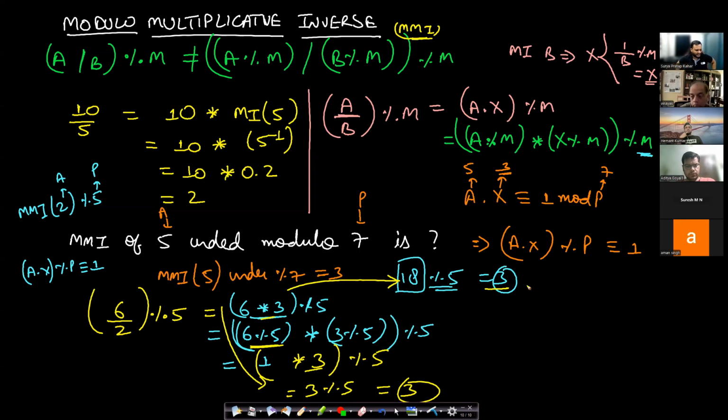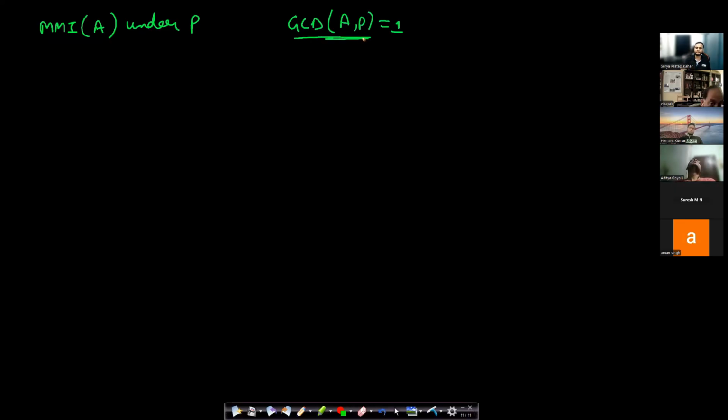Okay. So the next question is, do all the numbers have a modular multiplicative inverse? No. All the numbers do not have MMI. Let's say you are finding MMI of A under P. It will always be possible if A and P are coprime. That means the GCD of A comma P is equal to 1. Then only it will be possible. Otherwise, it will never be possible to find MMI.